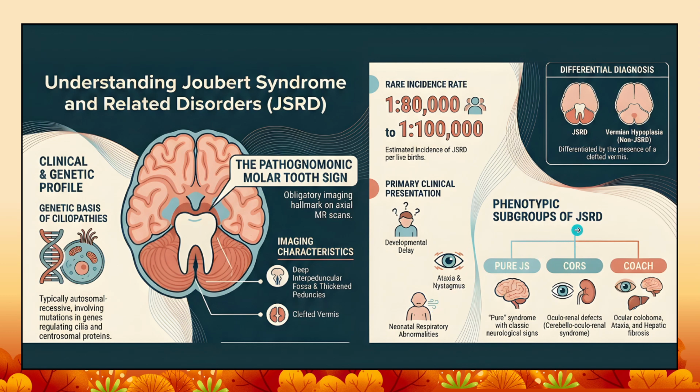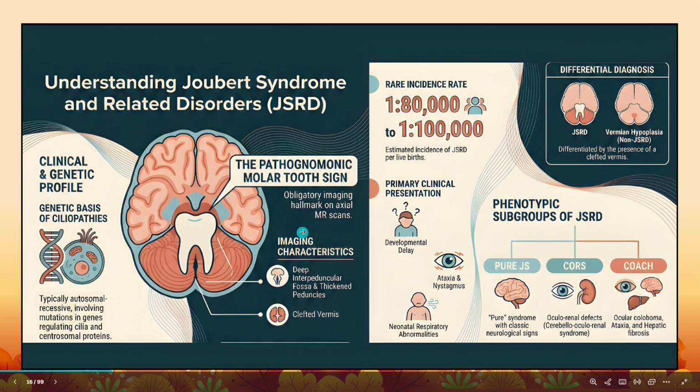The subtypes of Joubert syndrome and its related disorders are pure Joubert syndrome, CORS and COACH. In pure Joubert syndrome, there will be classical neurological signs. In CORS, in addition to the classical neurological signs, there will be ocular and renal defects. In COACH, there will be ocular coloboma, ataxia and hepatic fibrosis.